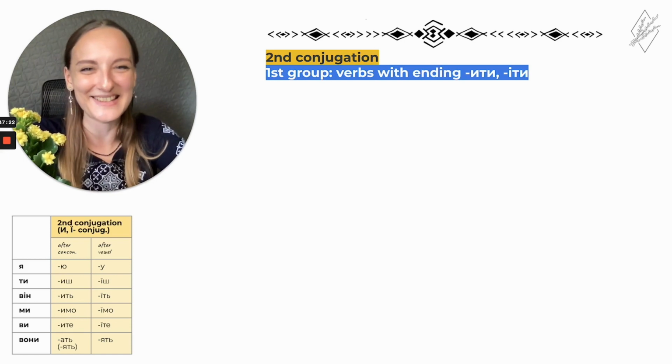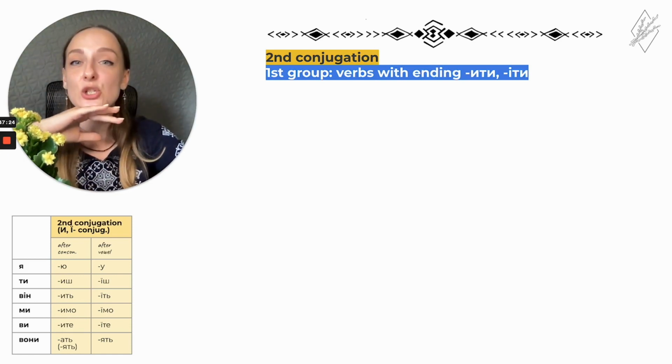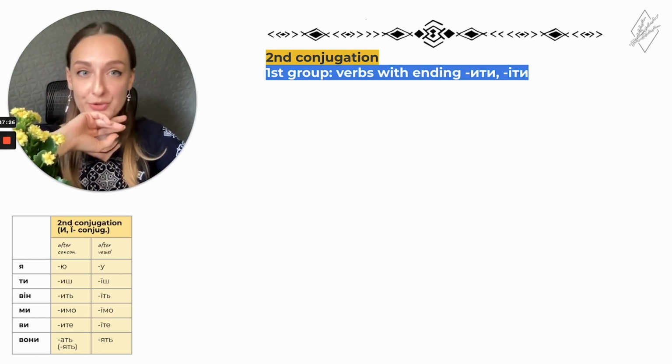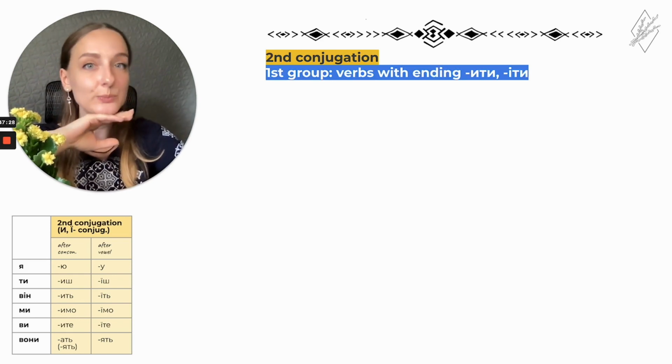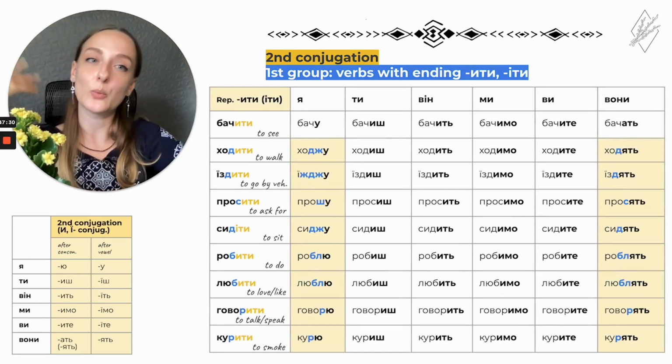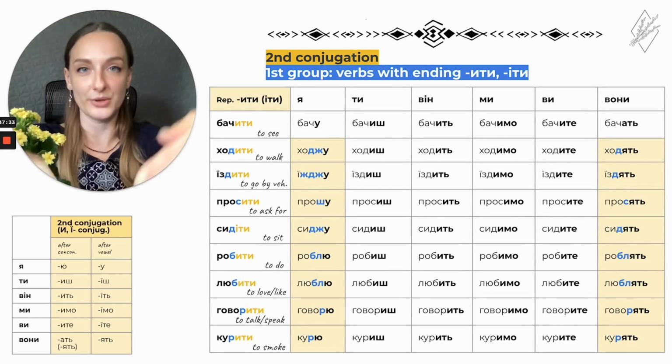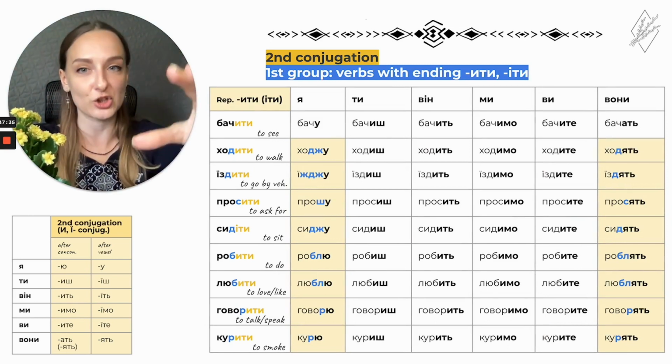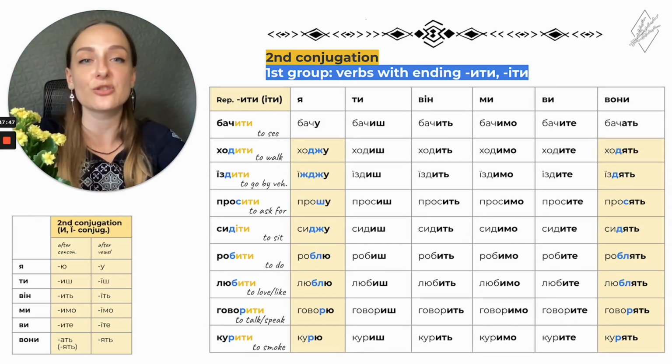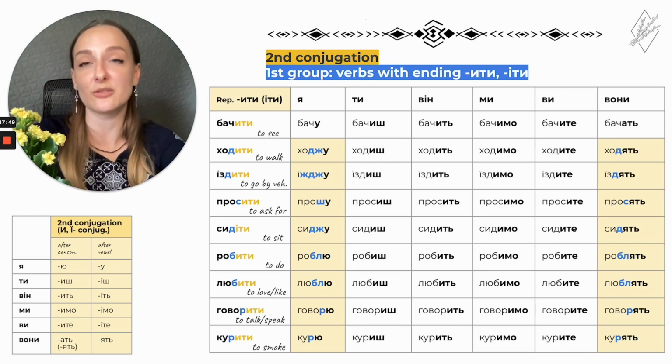But let's go step by step. So, second conjugation, first group of verbs. The verbs with ending ити, іти. What we need to do with them? We need to drop this ending. Like бачити. Я бачу, ти бачиш, він бачить, ми бачимо, ви бачите, вони бачать.